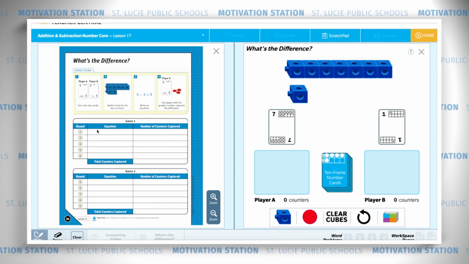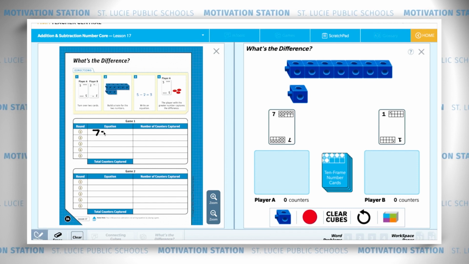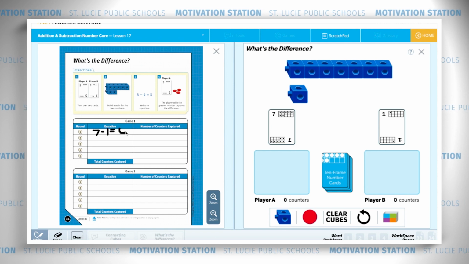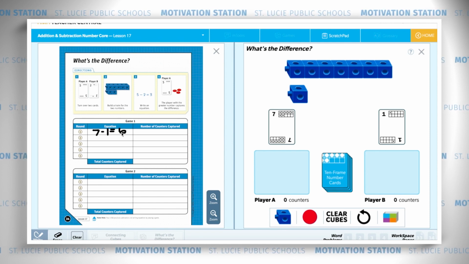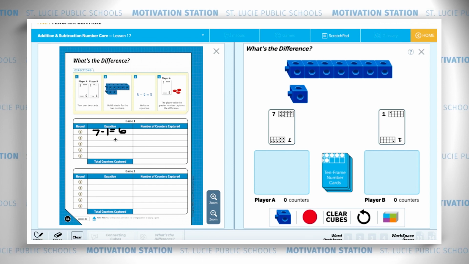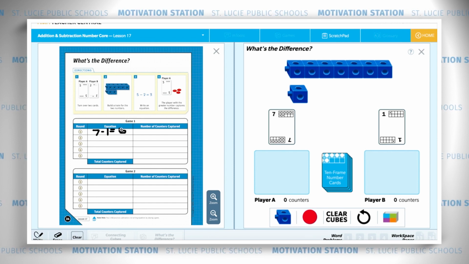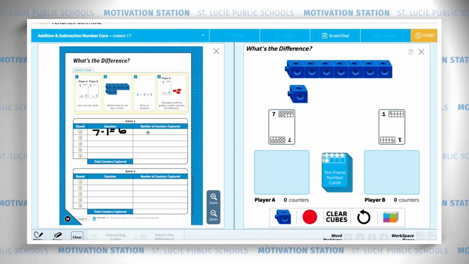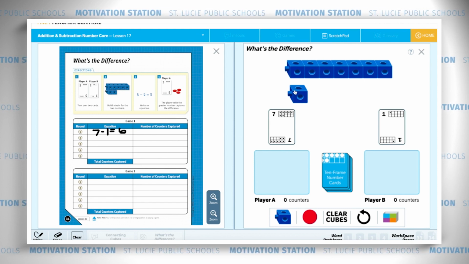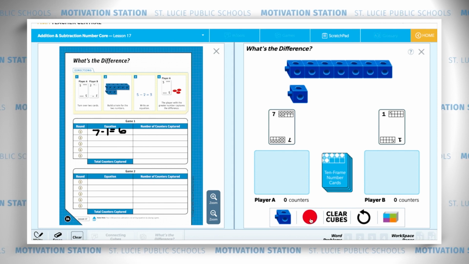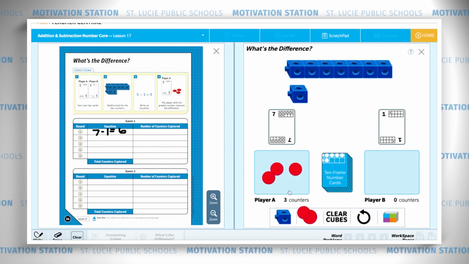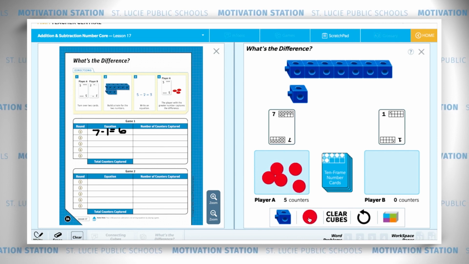Okay, so let's write that equation. And I'm going to write it over here. 7 minus 1 equals 6. Okay, so whoever had the greatest number gets the difference and gets to capture that many. So I have the biggest number, 7. That's bigger than 1, right, puppy dog? So I get 6 counters. 1, 2, 3, 4, 5, 6.